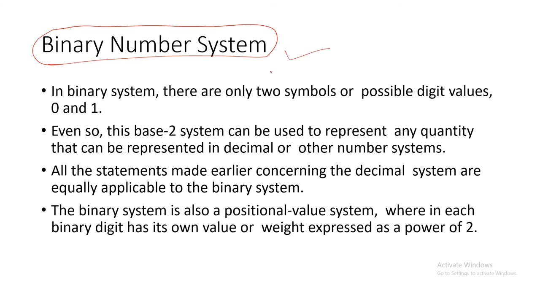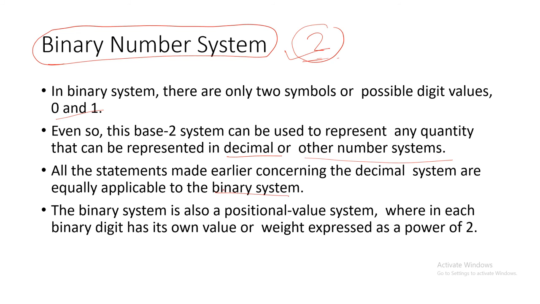Okay, so another number system that is most important and most frequently used in digital devices is the binary number system. In the binary system, there are only two symbols or possible digit values, 0 and 1. So its base is 2. Even so, this base 2 system can be used to represent any quantity that can be represented in decimal or other number systems. Though there are only two different symbols, it can represent all the quantities which are used in decimal or other number systems. All the statements made earlier concerning the decimal system are equally applicable to the binary number system too.